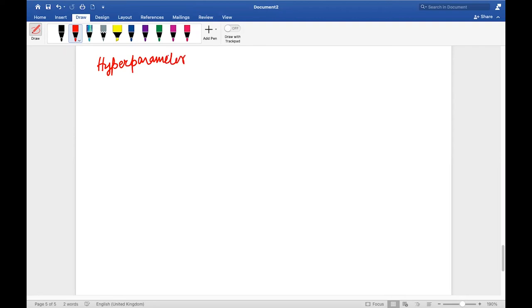Hyperparameter. This word, people see it with great respect, this topic of hyperparameter tuning, which in a way, if you see, is nothing as such.